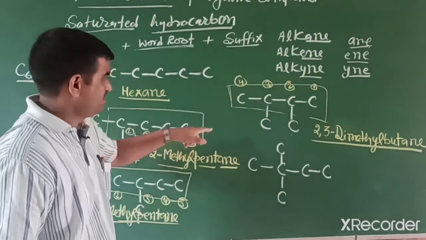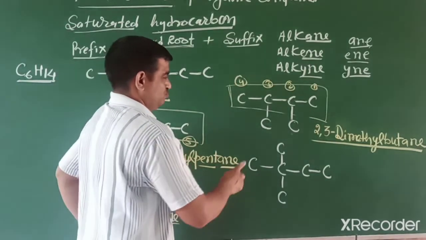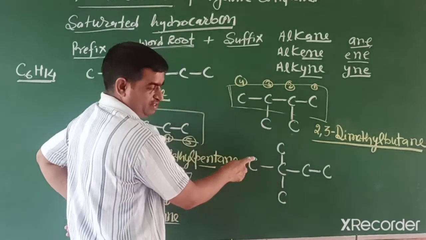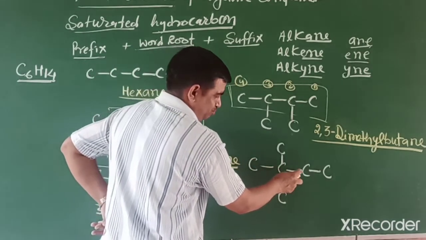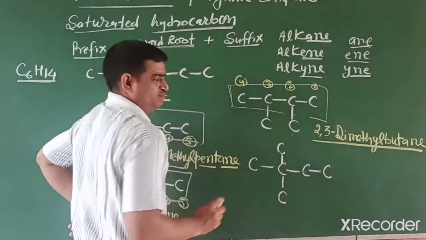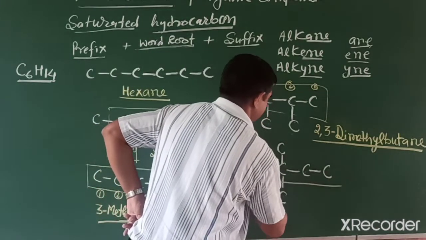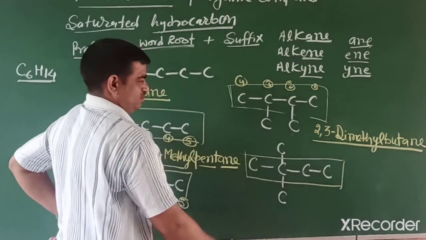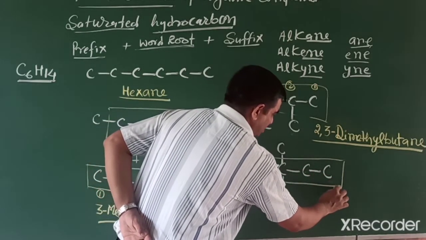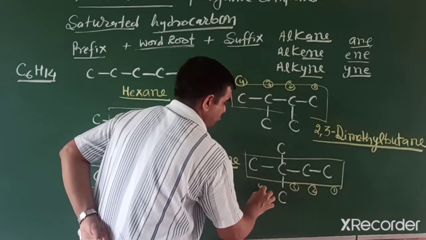So these are different names, it means different compounds. So all are isomers. Next compound, if we observe this, 1, 2, 3, 4, 1, 2, 3, 4, means again 4 carbon. So this one is a straight chain. So if we start numbering this side, that is wrong. If you start this side, 1, 2, 3 and 4.